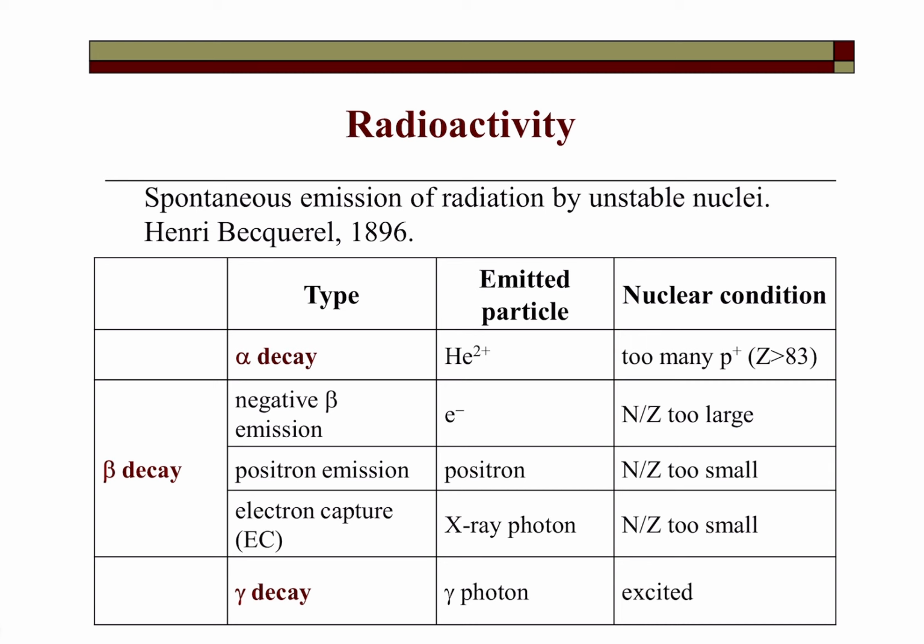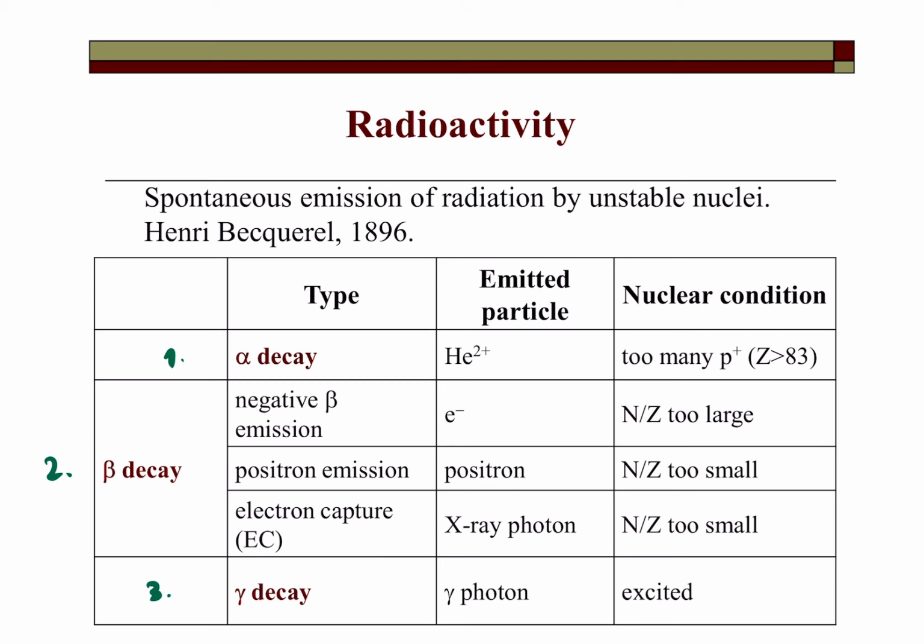Now we go to radioactivity. Radioactivity is the spontaneous emission of radiation by unstable nuclei. Okay? It's very easy how we can classify and understand. We have 3 main types of radiation: alpha, beta, and gamma.